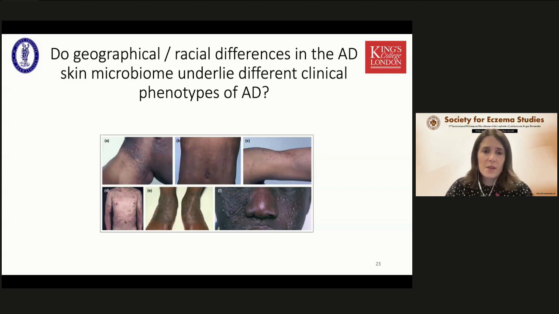We know that individuals with darker skin tend to have a more violaceous erythema, tend to have disease more on the extensor rather than the flexural surfaces, and tend to have a more follicular AD phenotype compared to other skin types. We don't really understand what's underlying this, and it raises the question of whether these individuals from different regions have different microbiome signatures and whether these underlie some of these differences in the phenotypes.